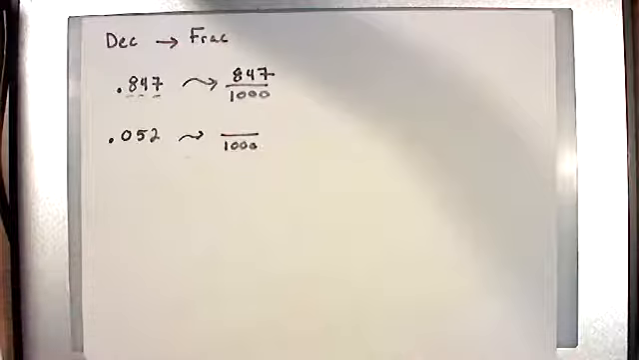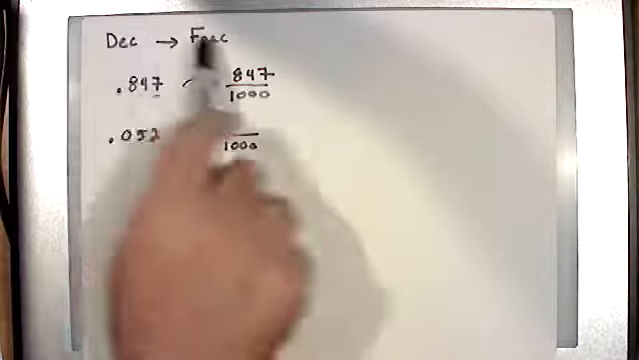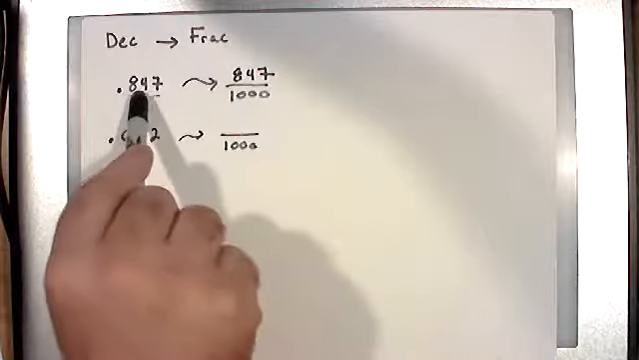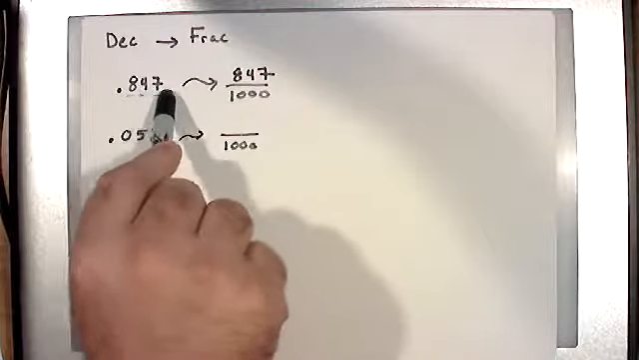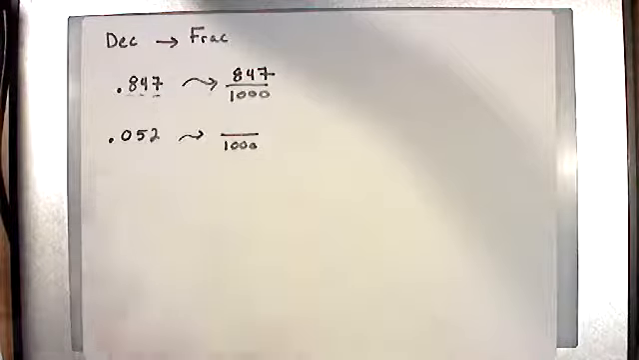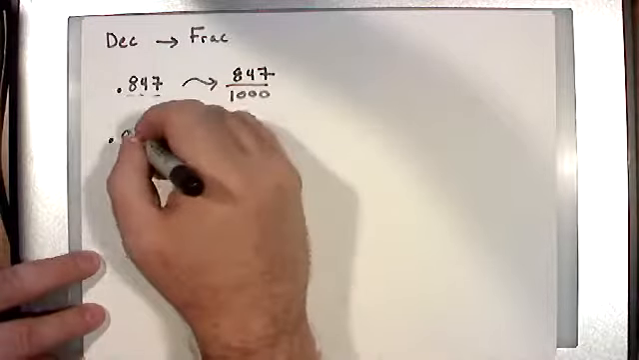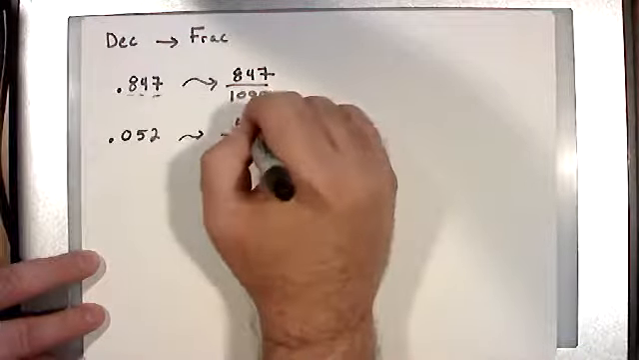They're not always over 1,000. Remember, we're not doing percentages, so these are not over 100. This is just decimal to fraction. Could be over 10, could be over 100, could be over 1,000, 10,000, 100,000, a million. Just depends on where the decimal place is. So 0.052 over 1,000, well, that's 52 over 1,000.